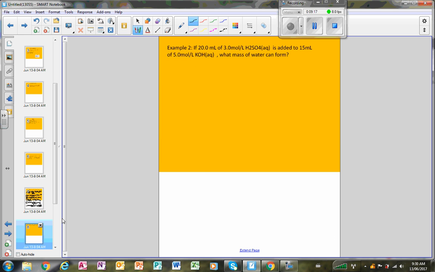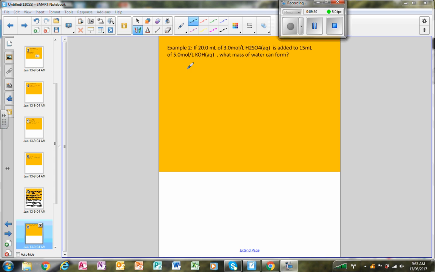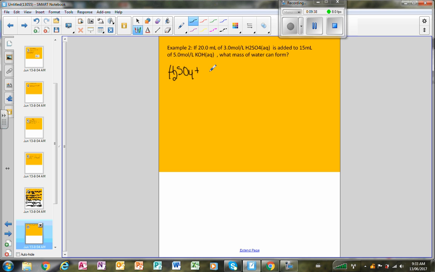Next example. If 20 mL of 3 molar sulfuric acid is added to 15 mL of 5 molar potassium hydroxide, what mass of water can form? Okay, so the first thing that we need to look at is a balanced equation. And you're going to make sure that you're putting in your states. I'm just being cheap because I don't have a lot of room on my writing tablet. And again, I'm writing water as HOH because we have a hydroxide right here.